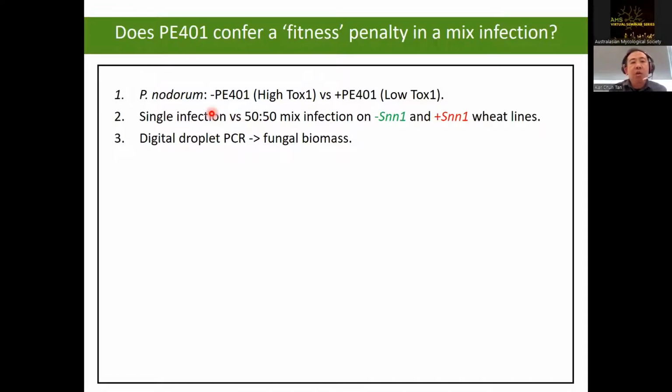To do this, we used two strains, one without PE41 and one with PE41, high versus low TOX1 expression. We did single infection of each of these strains, but also a mixed infection, on a variety without SN1 and with SN1, TOX1 insensitive and TOX1 sensitive. We then did the infection and used digital droplet PCR to measure fungal biomass as an indicator of competition.